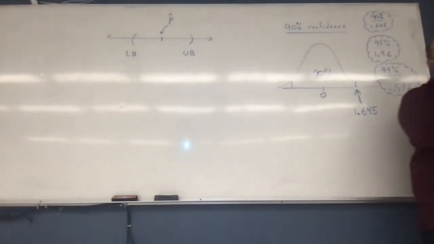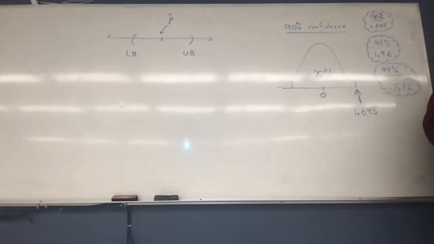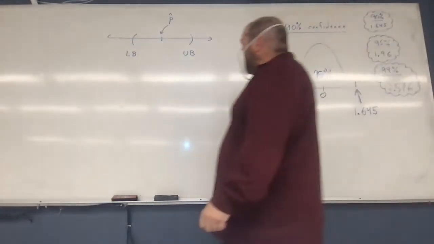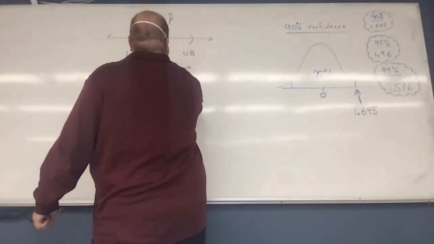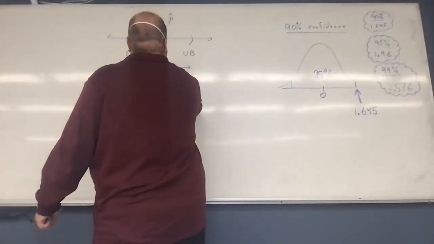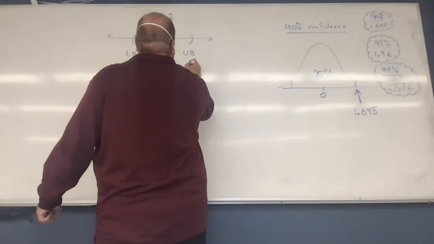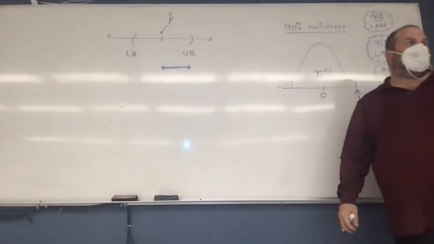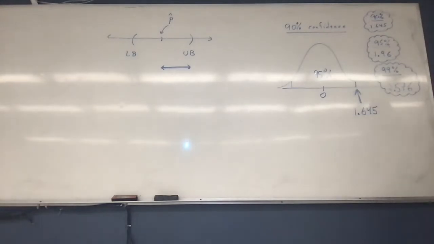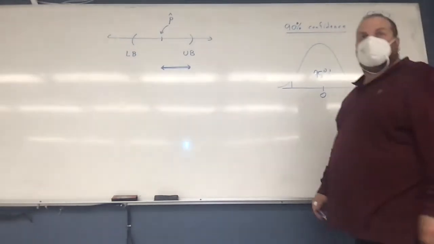Because remember, it's P hat plus or minus something. What is this distance here from the center to the upper bound? 1.64. No. 1.645 is Z star. No. Go to your formula. What is the distance between the center and the upper bound?